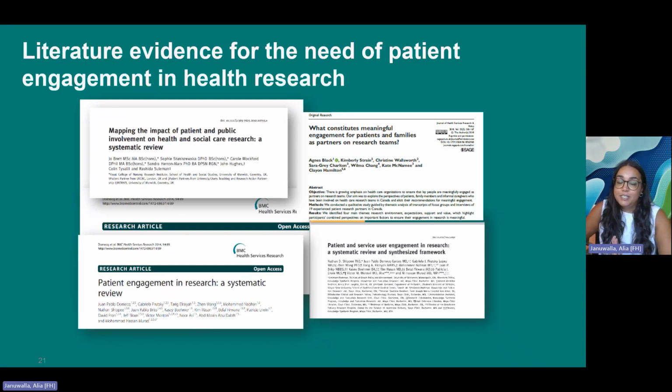There's a number of studies and scoping reviews that have been done to illustrate the benefits of patient engagement in health research. And so I offer some of this literature here just to highlight some of those benefits that do exist, and sort of how that impact that it does have in the healthcare system.